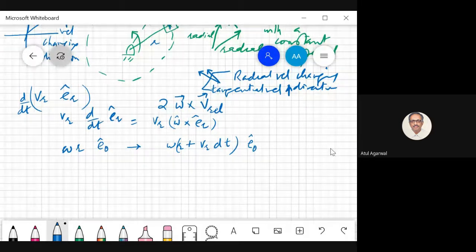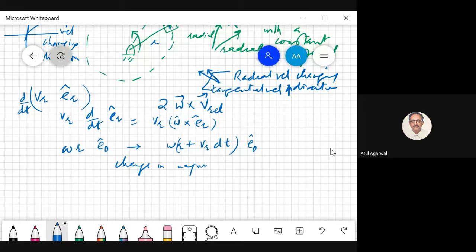So what is the change in magnitude? Of course, e theta is also changing. So that is giving you centripetal acceleration. But if you just look at the change in magnitude, you get omega v_r d theta. Sorry, dt. So this is the change in magnitude. You divide by time, you get acceleration. So you will be getting acceleration in e theta direction.